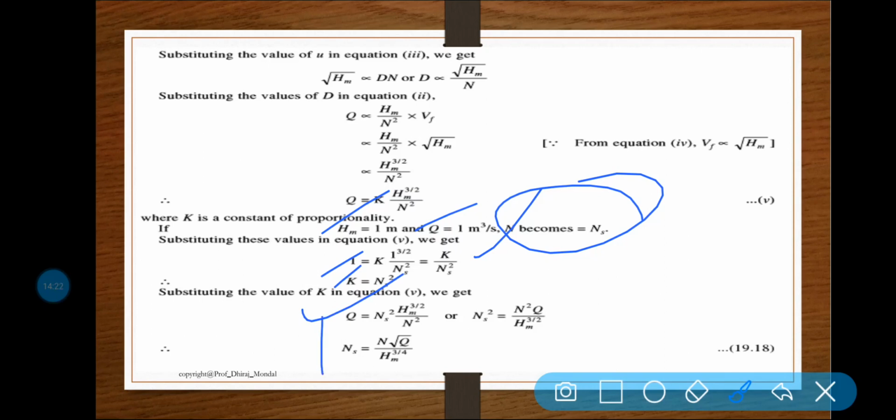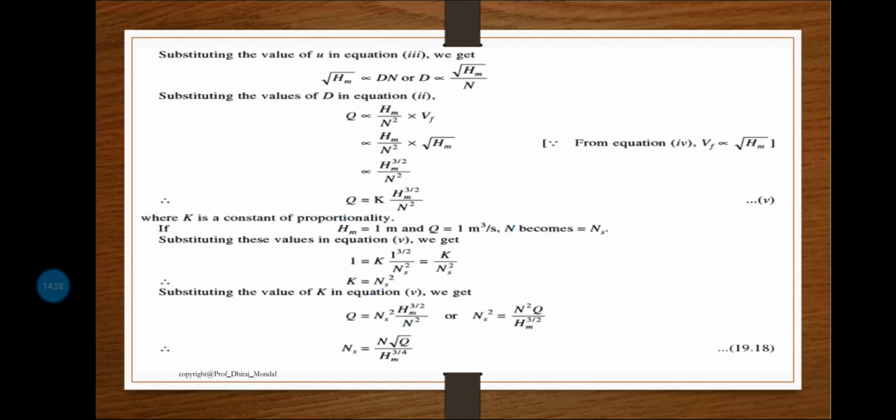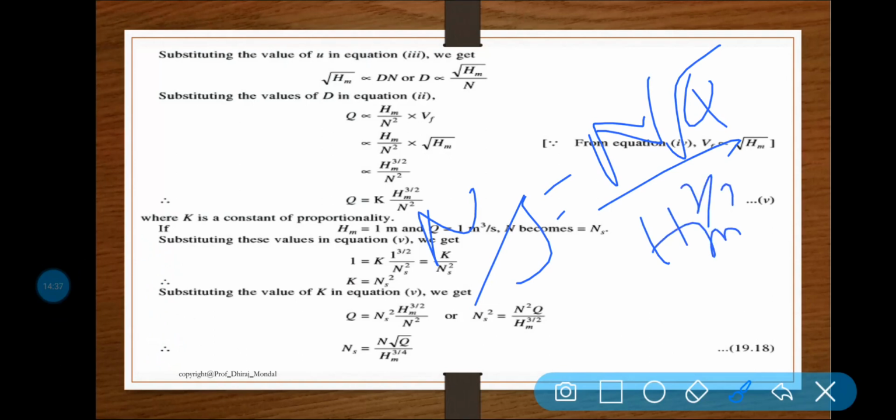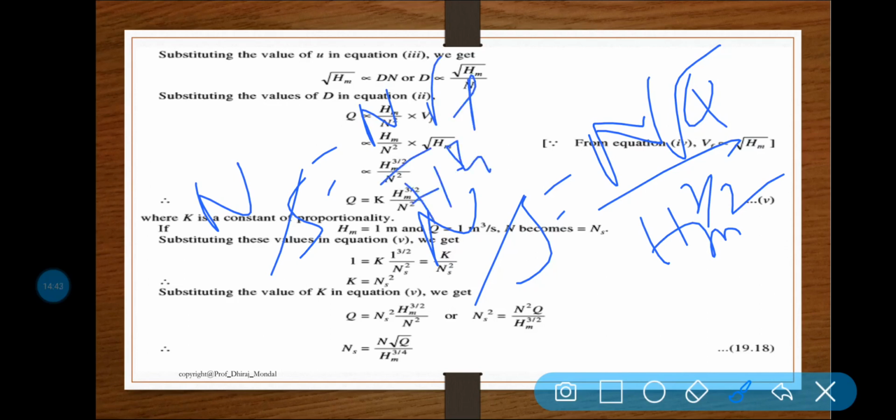So ultimately Ns is equal to N root Q by Hm to the power 3 by 2. A very, very important equation, because you need to solve the numericals based on this formula. Ns is equal to N root Q by Hm to the power 3 by 2, and in case of turbine it is N root P by H to the power 5 by 4.